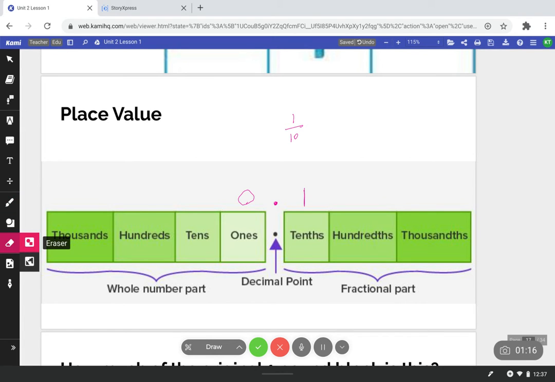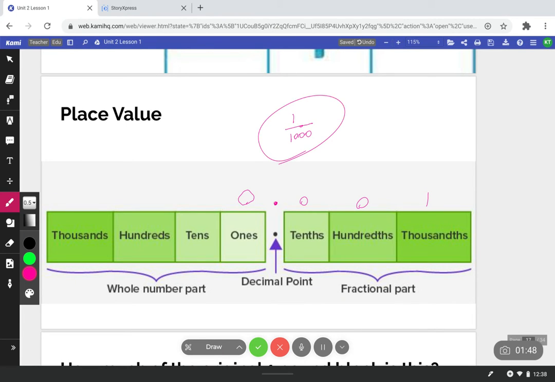Well, what about 100ths? Last one, 1,000ths. So this is the part that a lot of scholars get messed up when we first show them this place value chart. They think 1,000ths, 1 out of 1,000, is greater than 1/10.